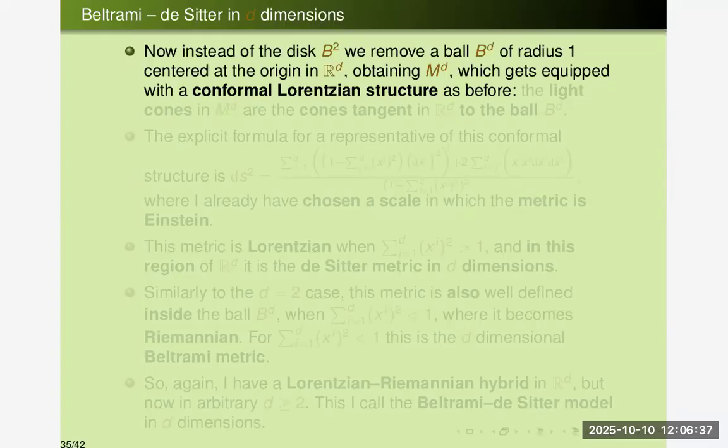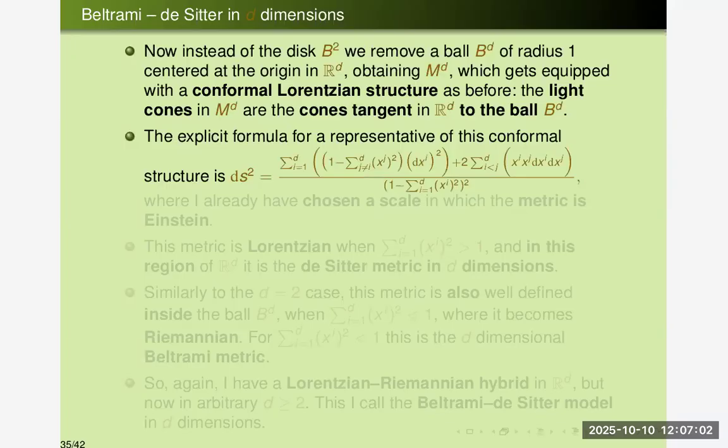So for example, this is how you should view, in my opinion, the conformal compactification of the de Sitter space. The de Sitter space in 4 dimensions is just like a 4-dimensional ball removed from R^4, and the de Sitter space is just everything which is outside the ball. The boundary of this ball is just scri. Okay, so that's the first thing.